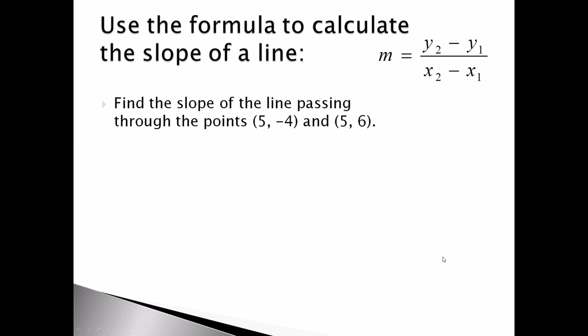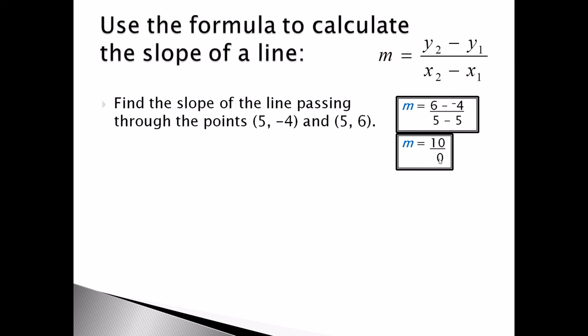All right, we're going to do another one. Find the slope of a line passing through the points (5, -4) and (5, 6). I don't think I need to tell you this is x sub 1, y sub 1, x sub 2, y sub 2. Let's just go ahead and plug it in. So we have y sub 2 minus y sub 1. So 6 take away -4. So keep, change, opposite. So I have 10. And then I have x sub 2 minus x sub 1. 5 minus 5 is 0. All right, 10 over 0.